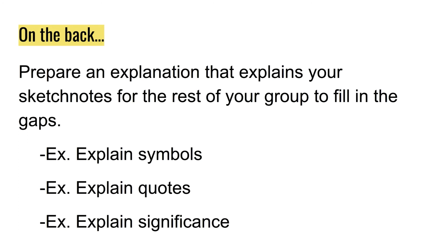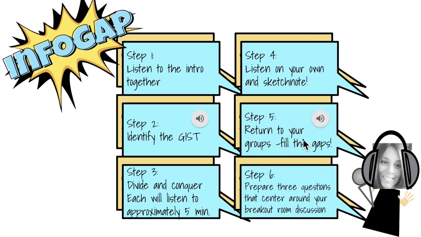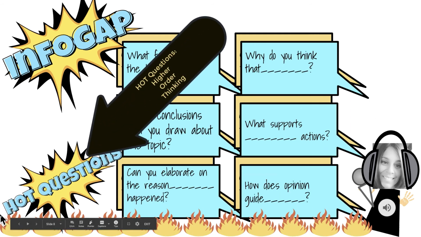Okay, so they're going to explain symbols, they're going to explain quotes, they're going to explain the significance of any of the content that they have on their sketch note. They return to their groups who fill in the gap, and then they had to prepare 3 questions that center around their breakout room discussion. So they had to come back with these questions. Okay, they had to create their own questions, hot questions.